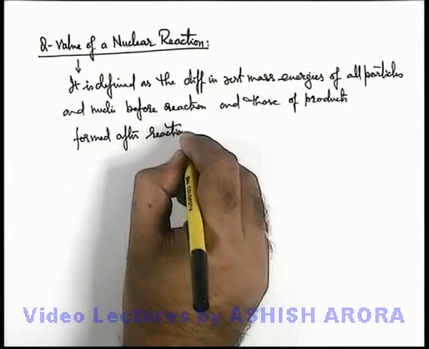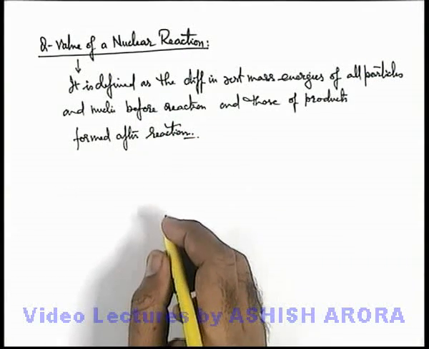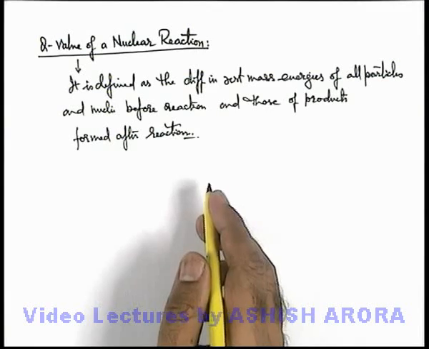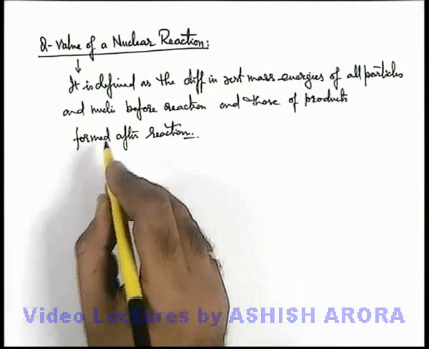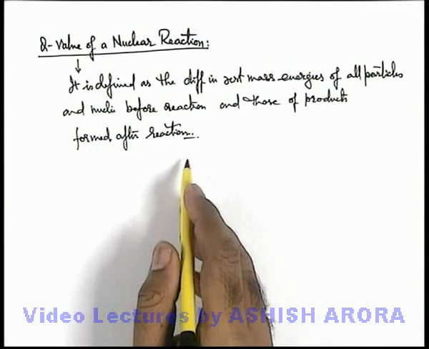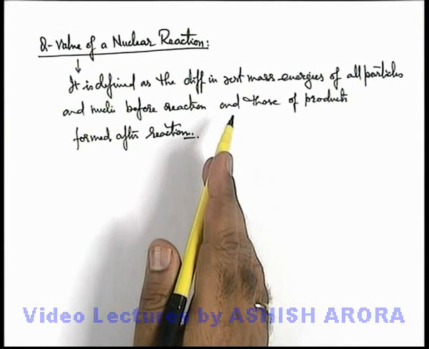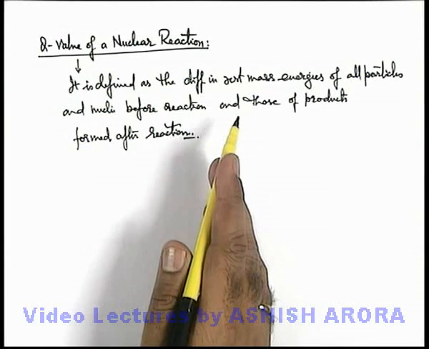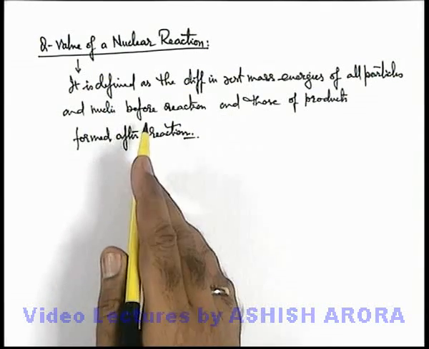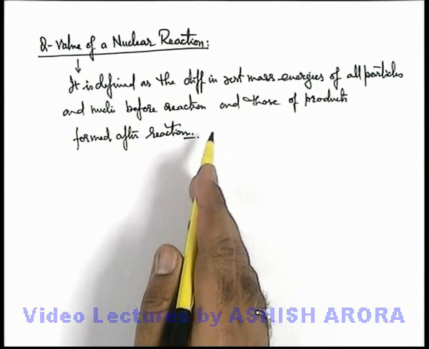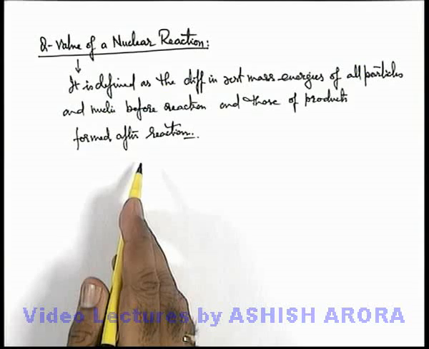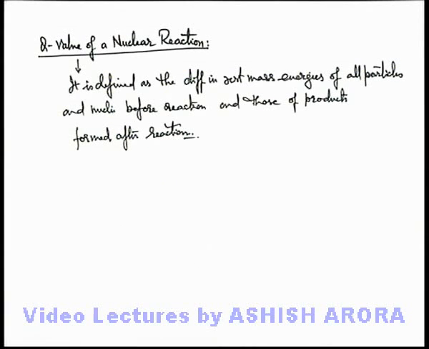Obviously, if the products formed after the nuclear reaction are more stable, then we can directly state that the final rest mass energies of the products will be less compared to the initial rest mass energies. So directly by taking the difference in rest mass energies of reactants and products of a nuclear reaction, we can directly get the Q value of the nuclear reaction. Now from the next section, we'll study different types of nuclear reactions.